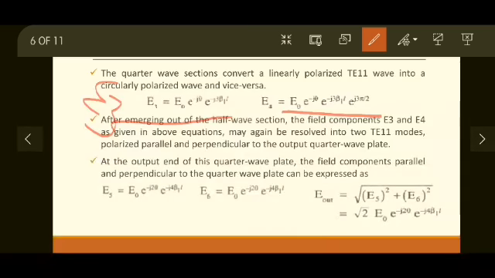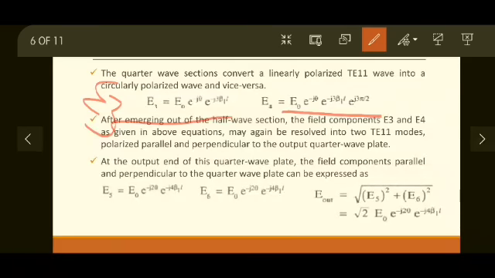So after emerging out of the half wave section, these field components E3 and E4, given in the above equations, may again be resolved into two parts of the TE11 mode, polarized parallel and perpendicular to the output quarter wave plate.